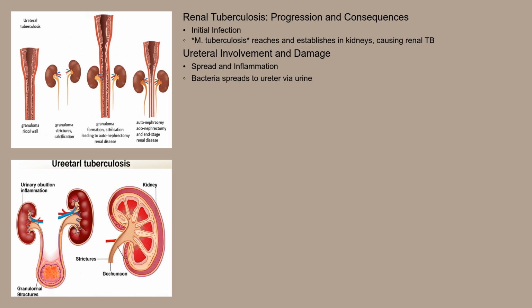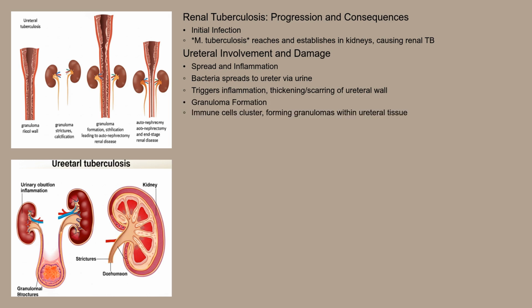These strictures can obstruct the flow of urine, leading to hydroureter, a dilation of the ureter, and hydronephrosis, a dilation of the kidney. In severe cases, the ureter can become so severely damaged and scarred that it becomes non-functional, a condition known as autonephrectomy, essentially self-destruction of the kidney. Calcification can also occur in the ureter and kidneys, leading to further complications. The entire process, if left untreated, can result in significant kidney damage and even kidney failure.